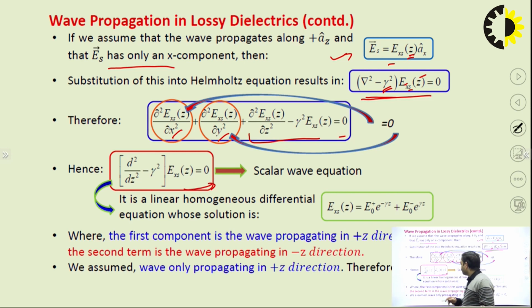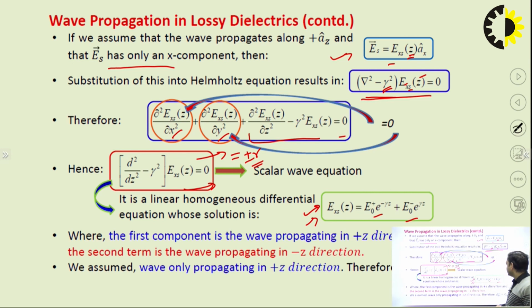So this equation is nothing but the scalar wave equation, and when we solve it, simply, as you have gone through in your BTech first year, we put d upon dz equal to capital D and so on. The solution of this equation we get in two terms: Exs equals E naught e to the power minus gamma z plus E naught e to the power gamma z. So when you solve this, the two eigenvalues, or the roots of this equation, are plus and minus gamma.